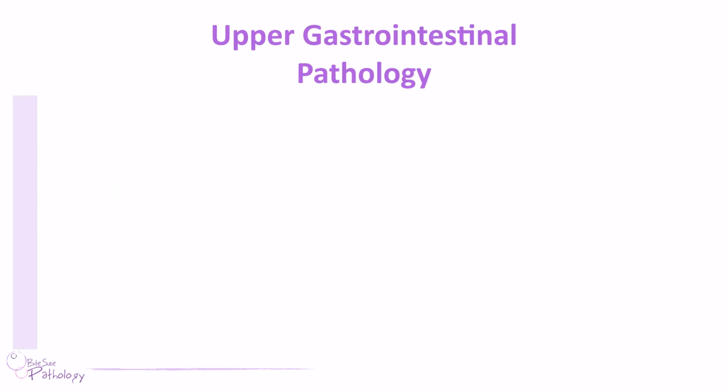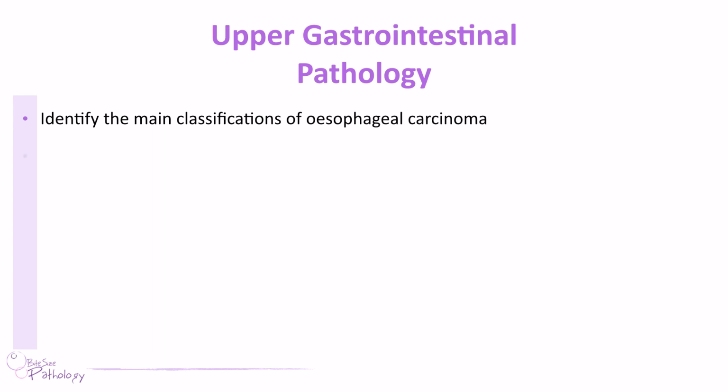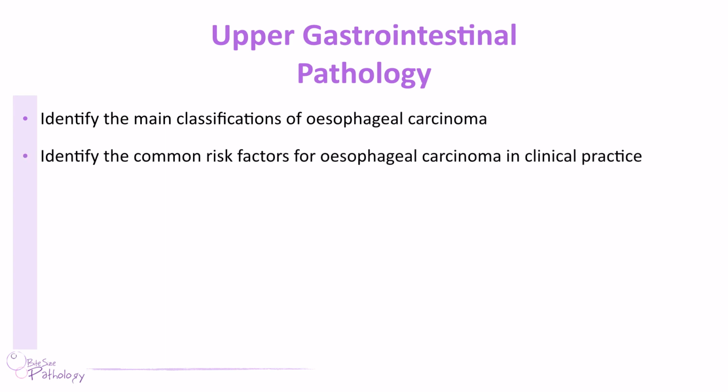So we've had a very quick tour of some upper GI pathology. I specifically didn't cover the stomach in this, but hopefully we'll cover that in another tutorial, and that's because it's not as common as some of the pathologies I've presented here. But we have gone through the main classifications of esophageal cancer. We've looked at the common risk factors for esophageal cancer.